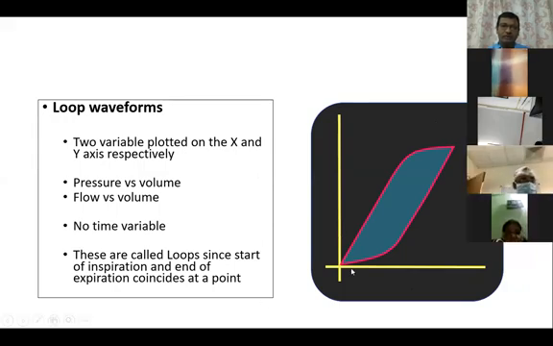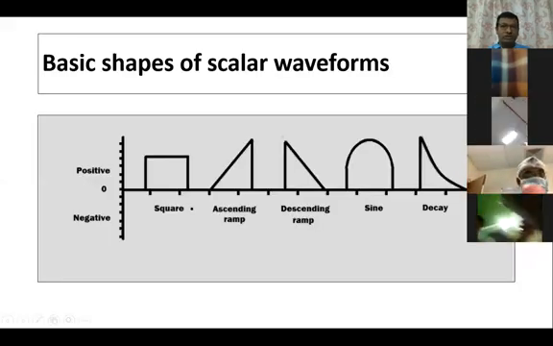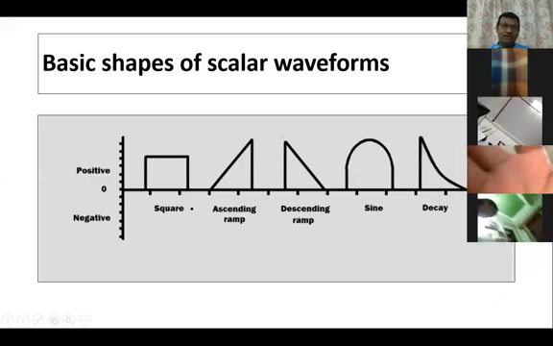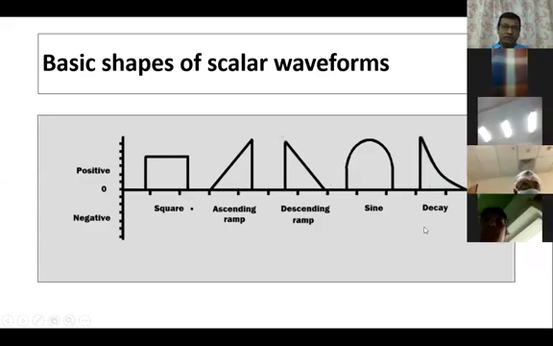Why is it called a loop? Because if you see here, the start and the end of expiration coincide at one point. That's why it is called a loop. Now let's look at some basic sets of scalars. Scalars can be a square, an ascending or descending ramp, a sine waveform, or a decay waveform.